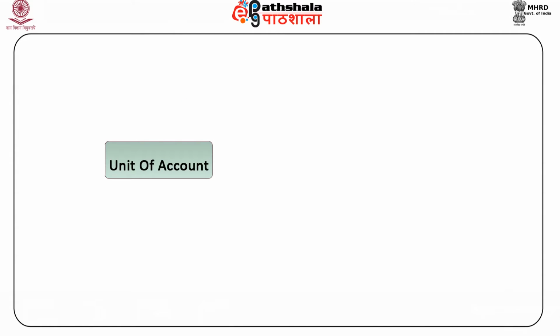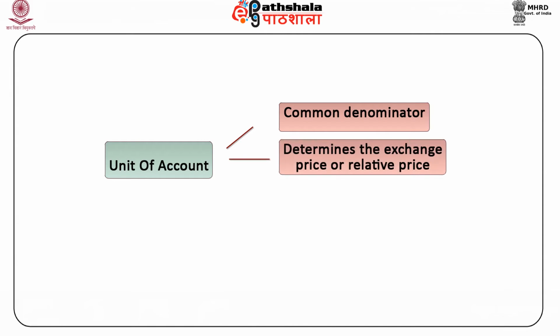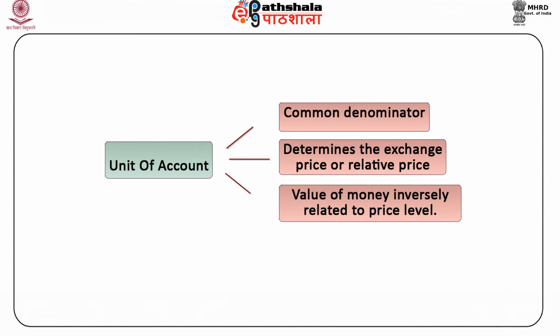The second primary function of money is as a unit of account. This means it provides a common denominator to measure the value of goods and services. It determines the exchange price or relative price of each good or service and makes accounting and economic calculations possible, which all require money values. Value of money changes with the price level and hence does not remain constant, unlike physical units. Value of money is inversely related to the price level.